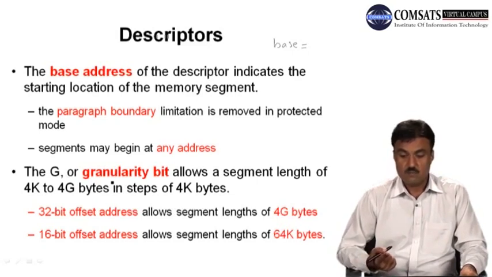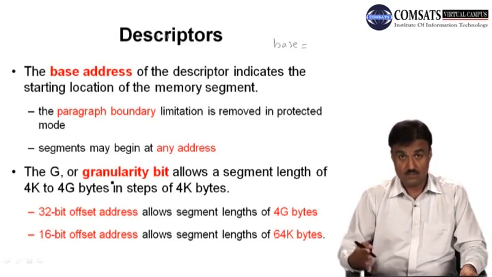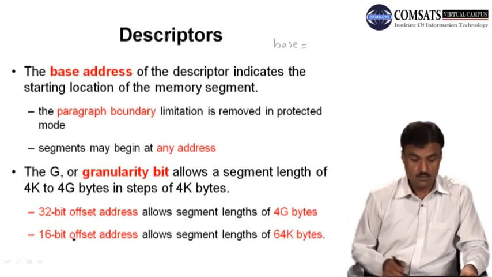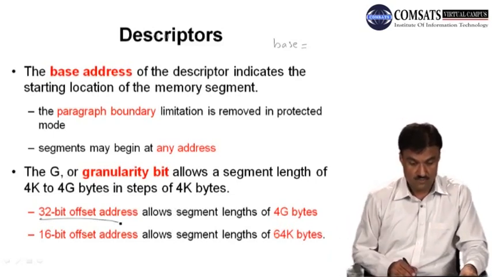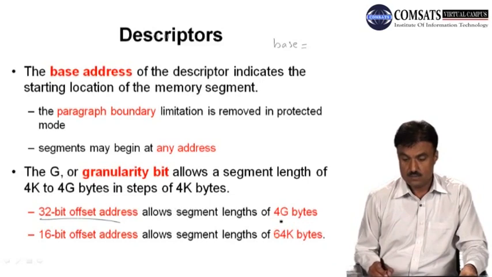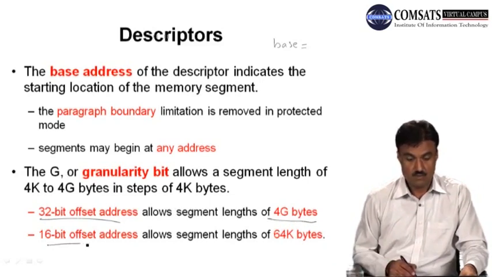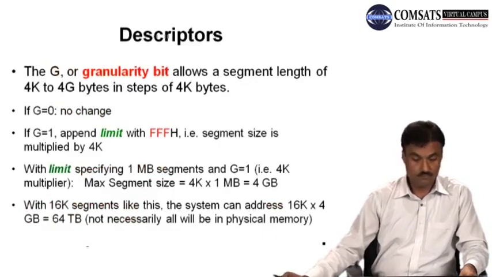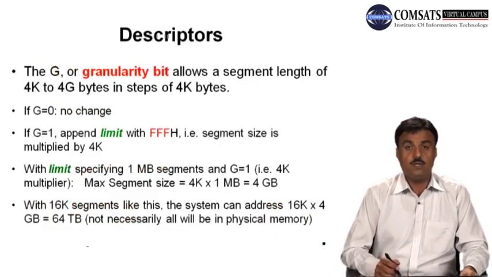So it allows the segment length to increase from 4 kilobytes to 4 gigabytes in steps of 4 kilobytes. For a 32-bit offset address, it allows a segment length up to 4 gigabytes. For a 16-bit offset address, it allows a segment length of 64 kilobytes. How can we use this G?